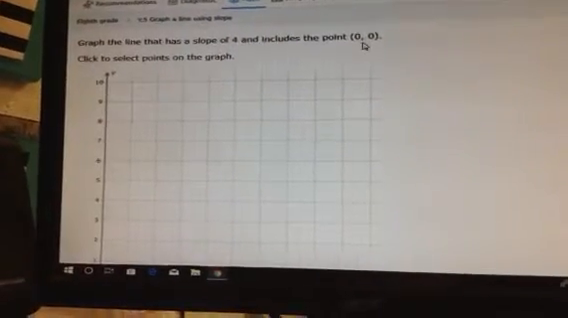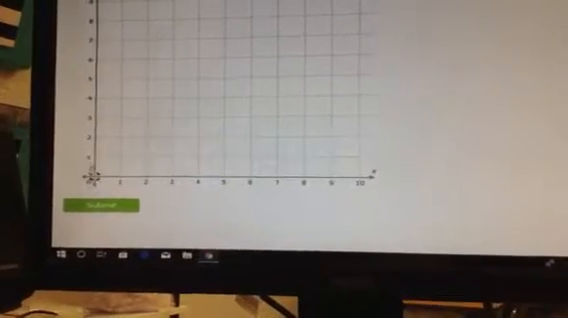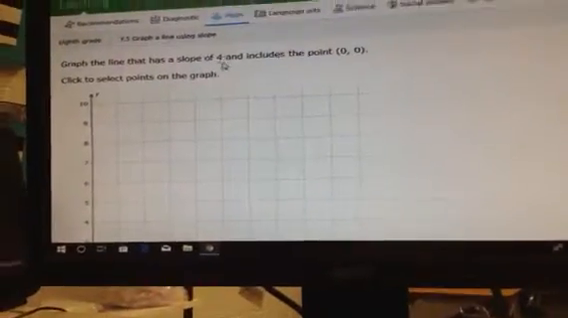Okay, so on this IXL you're always going to start with whatever point they gave you. So you're just going to go and plot that first. And then you're going to look at the slope. So you know that slope is a ratio of the rise over run.